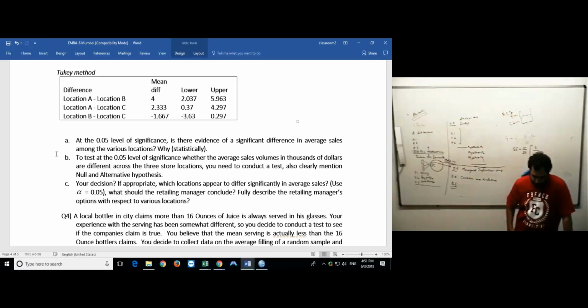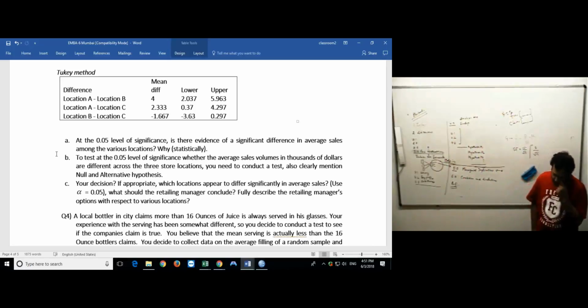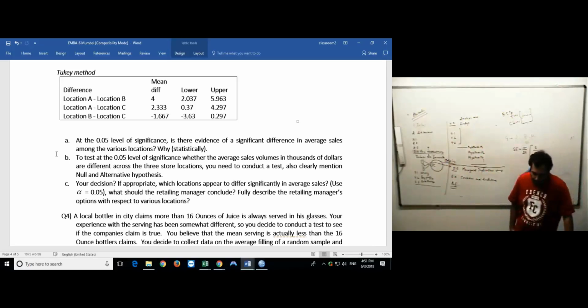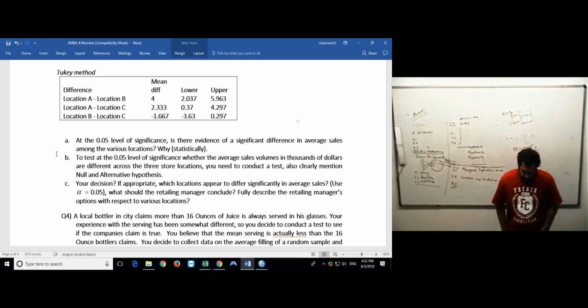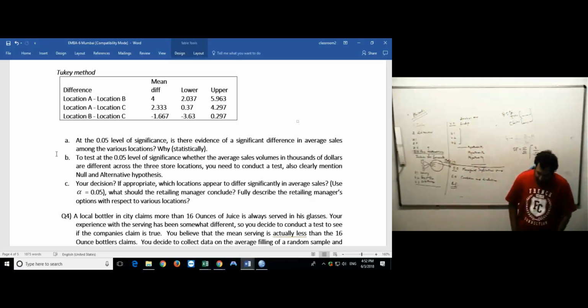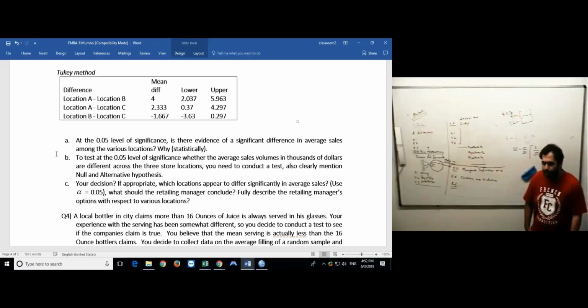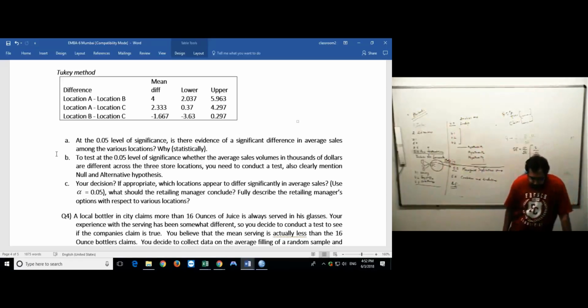Which one? B is simply actually what is there. In this one you are required to test, so what is null and alternative? Null is that sales of A equal to B equal to C, and alternative is A is not equal to B not equal to C. So you have to write down in the form of proper notations. Mu1 equal to mu2 equal to mu3. Average sales of A location equal to average sales of B location, equal to average sales of C location. And the alternative, they are not equal. Are we all okay? Sure? Right.